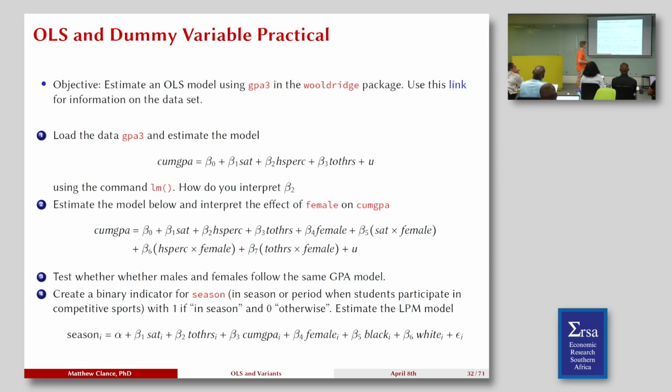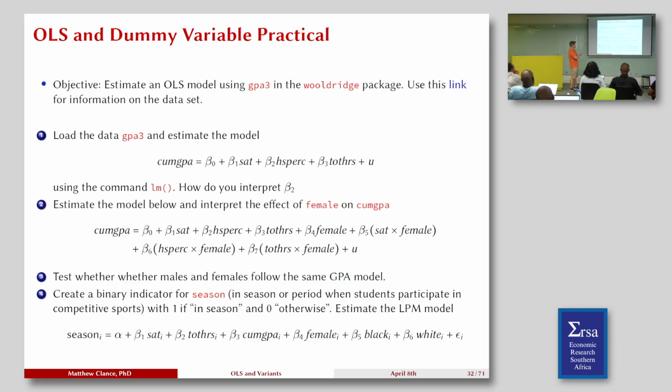So I'm going to throw in hints in this case. And in this case, we're going to be using the data set GPA3 from the Wooldridge package. If you don't remember how to grab it, those are from yesterday's notes. We're also going to use the link if you need more information about the variables and the data set itself. Then we're going to load it, and we're going to use an LM command. Now, you know how to find information on the LM, which is just standard OLS. And then I just want you to interpret that beta 2.